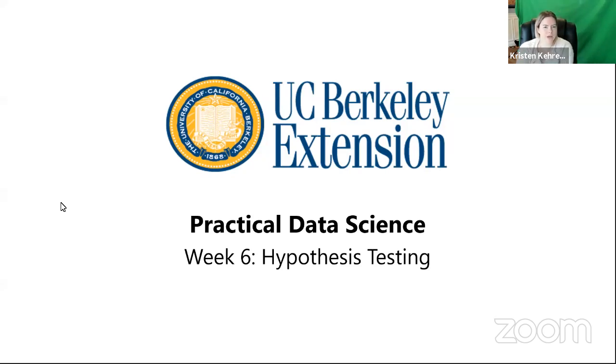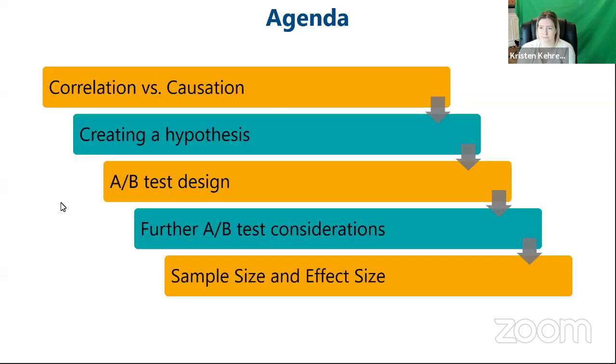Okay, and so today we are going to talk about hypothesis testing. It's often referred to as A/B testing, even though often we can have more than just A and B. There can be a number of variants. It's also sometimes called split testing in industry. Today we're going to have a quick PSA on correlation versus causation, creating a hypothesis, A/B test design, some of the things you're going to want to look out for in industry, and sample size and effect size for your hypothesis tests, because all of those numbers are very related.